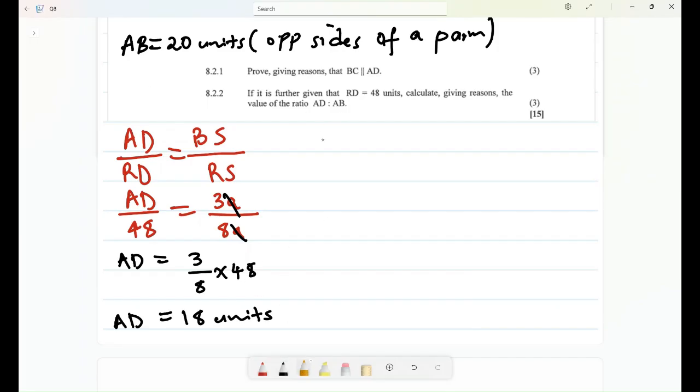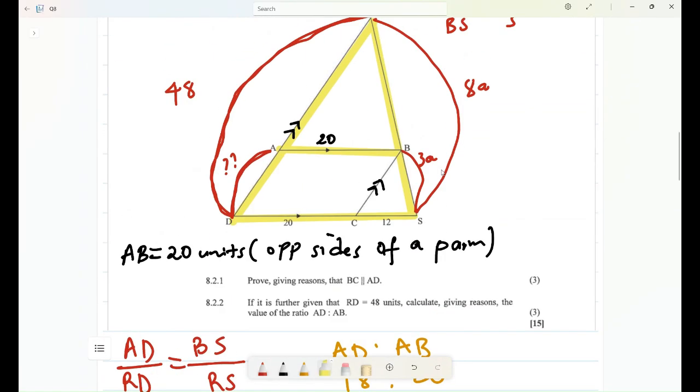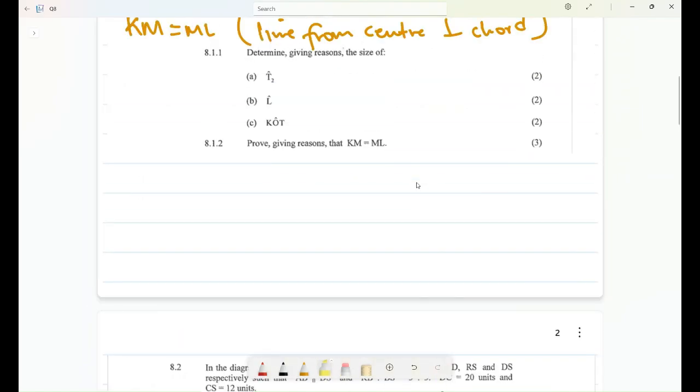I know AB. Now I want the ratio of AD to AB. What is AD? AD is 18. What is AB? It is 20. So when I simplify this, it simplifies to 9 divided by 10. 9 is to 10. Final answer. All right, that was all for question 8. Let's meet on question 9. Thank you.